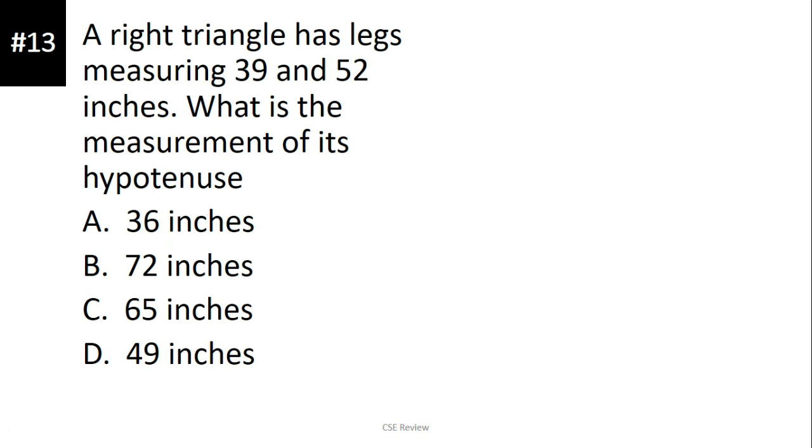Next, number 13. A right triangle has legs measuring 39 and 52 inches. What is the measurement of its hypotenuse? So, i-drawing muna natin. Ang right triangle looks like this. Kaya siya right triangle kasi right angle yung isang angle niya. Ang legs niyan are these two. Ito yung legs. Ang hypotenuse is yung pinakamahaba. Ito yung hypotenuse. So, yung legs niya are 39 and 52.